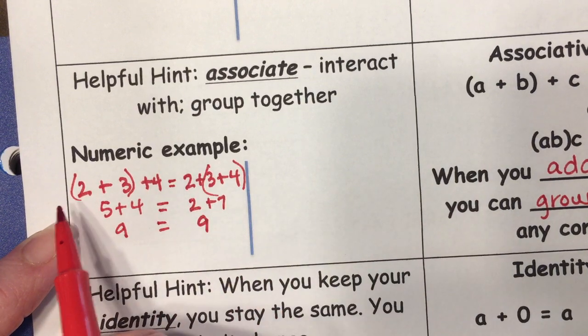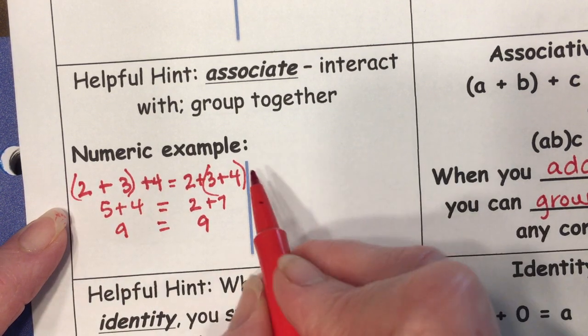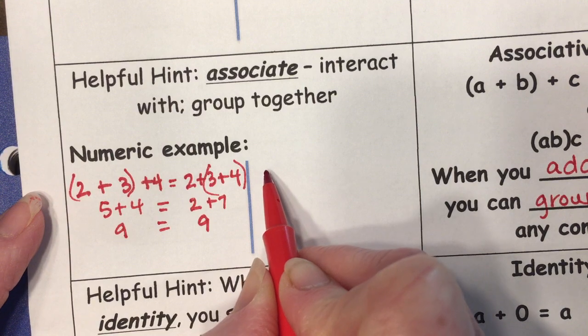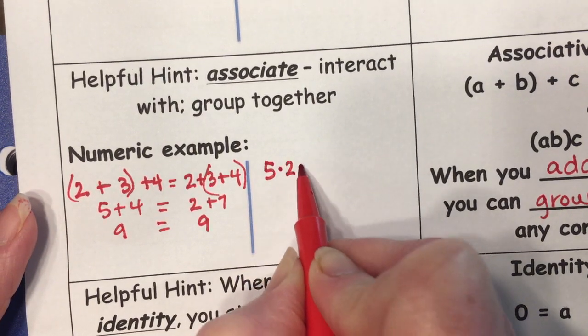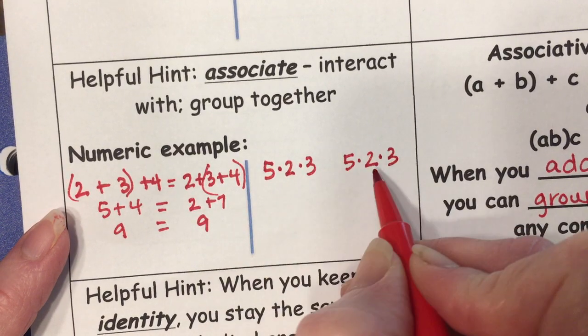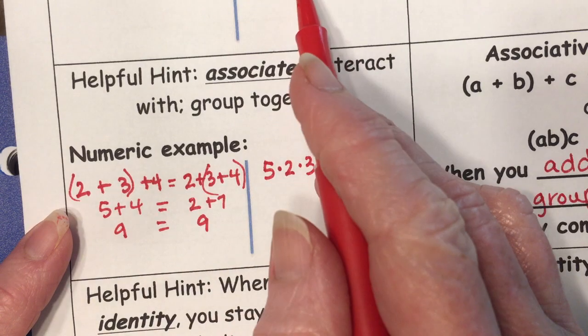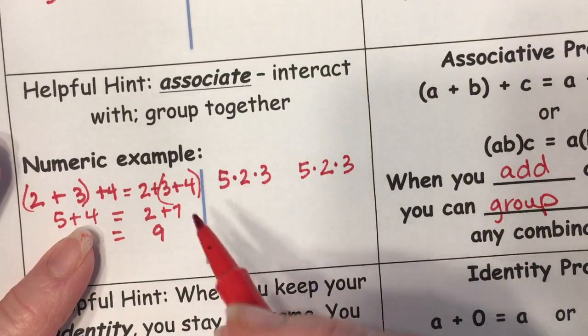Okay, so again, if I have a group list of numbers and they're all being added, I can add them in any order I want to. Same thing with multiplication. If I have, let's say, 5 times 2 times 3, and 5 times 2 times 3. Notice my order is exactly the same. Order's changed up here with the commutative property, right? But not here with the associative.